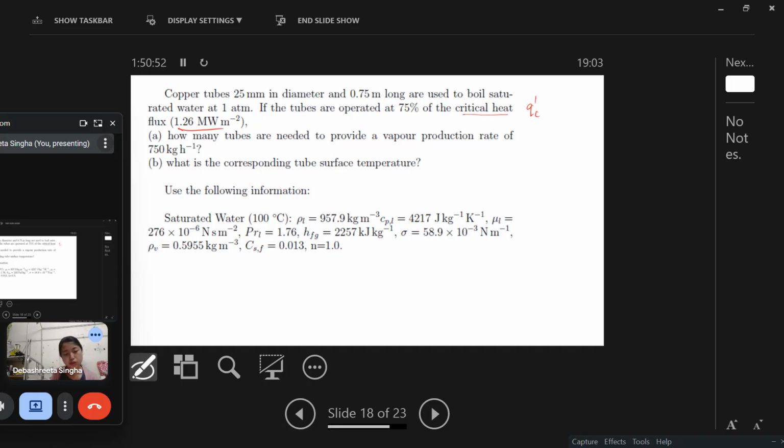So if you call this q_c double prime because it is flux, 1.26 into 10 to the power 6 watt per meter square. So operating flux will be 75% of this, that means 0.75 into 1.26 into 10 to the power 6. Alright, how much do you get? You get this to be around 9.45 into 10 to the power 5 watt per meter square.